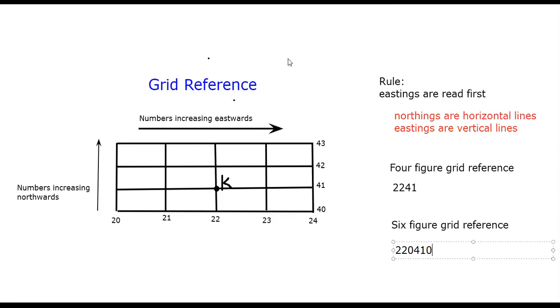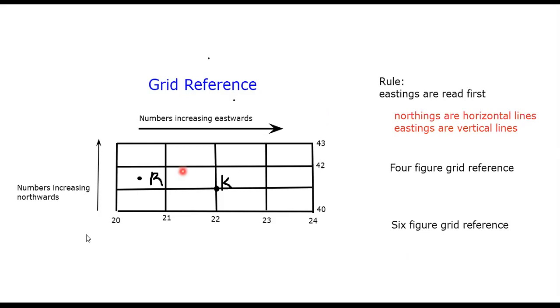I'm going to do another example. Let me erase this one here. I'll be doing, say, R. I'm going to put R right here. This is R. I want to know the four-figure grid reference firstly for R.